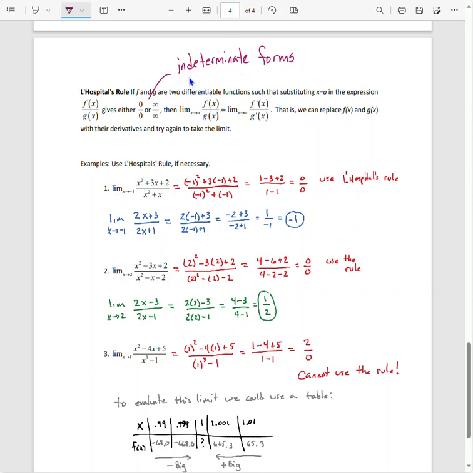Indeterminate. We cannot determine what this value is forever and always. Sometimes 0 over 0 is -1. Sometimes 0 over 0 is 1/2. Right? It just depends. So let's look at another limit.